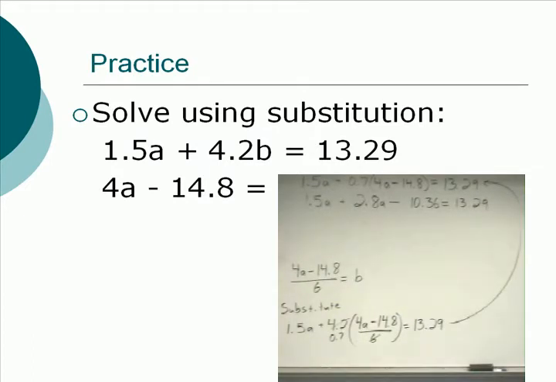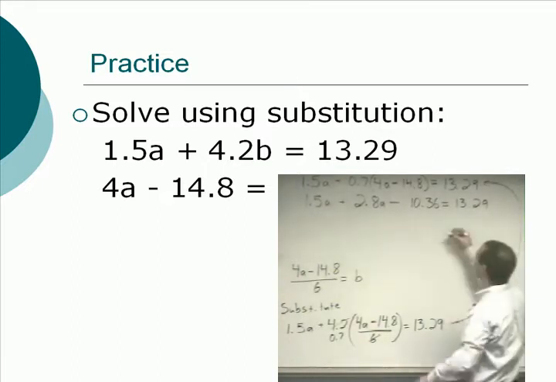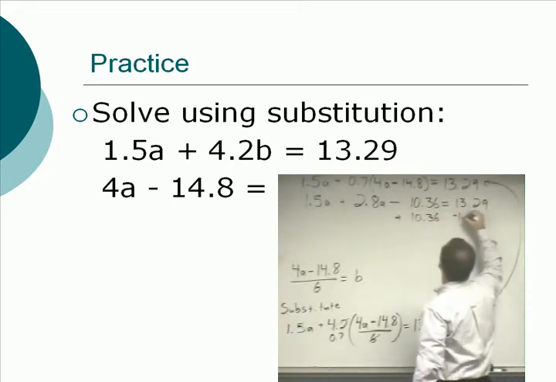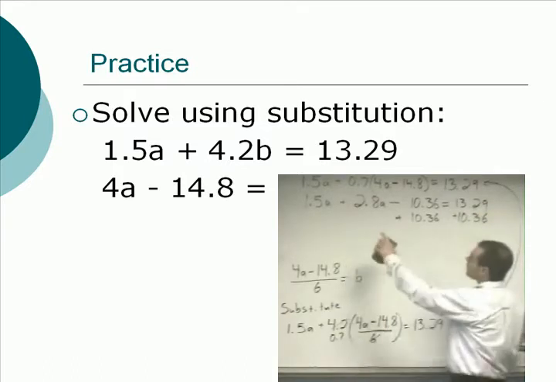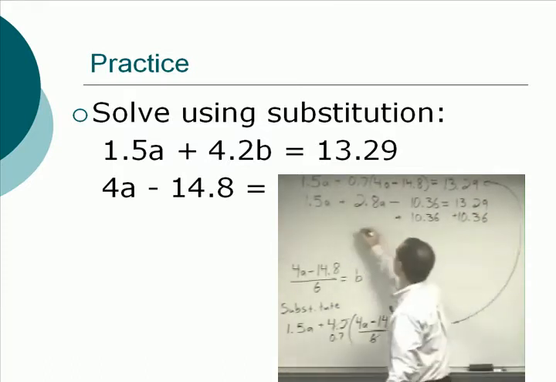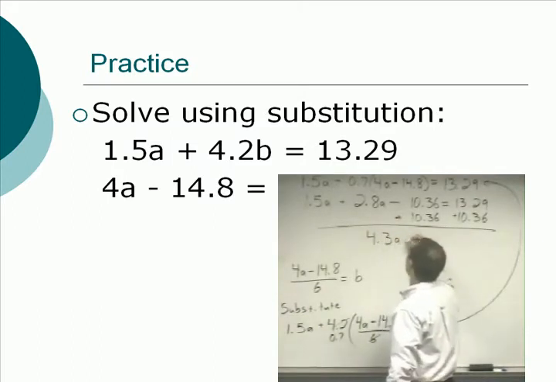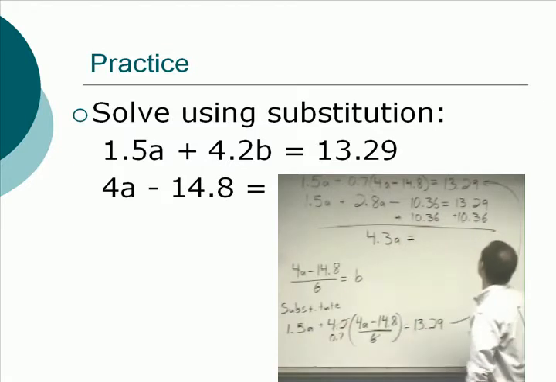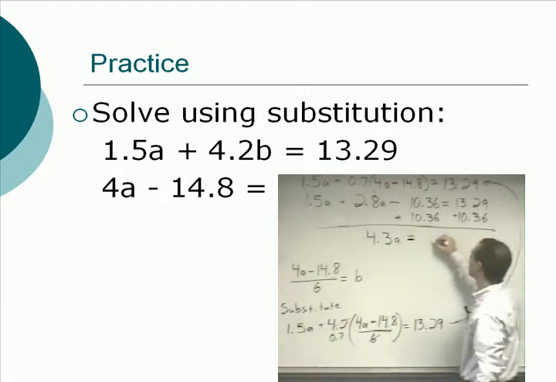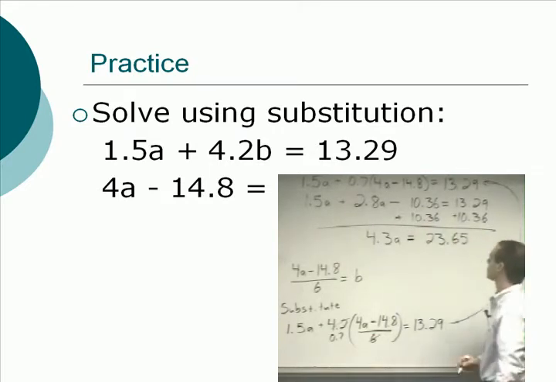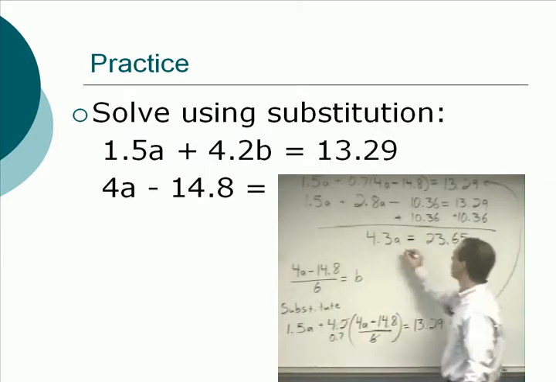Okay, everything look good so far? Okay, well we can wrap that up then. We can add 10.36 to both sides and combine our a's. 1.5a and 2.8a is 4.3a equals 23.65. Right? 23.65. Solving for a, divide both sides by 4.3.